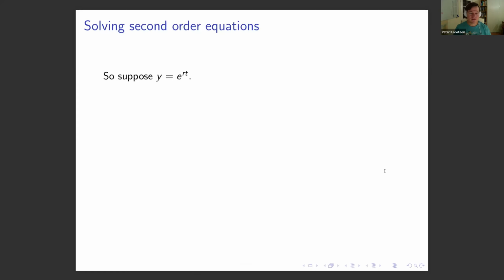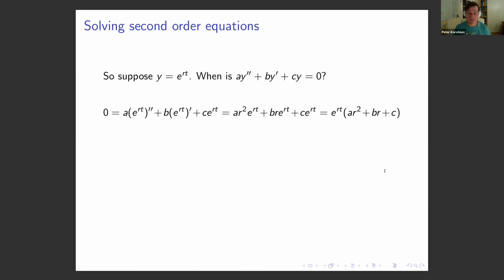So suppose y is equal to e to the r t, where r is a constant. When is ay double prime plus by prime plus cy equal to 0? Well, let's just plug in. We know how to differentiate the exponential, so we get this exponential multiplied by a quadratic polynomial in r. Since the exponential is never equal to 0, this function is a solution if and only if this quadratic polynomial a r squared plus b r plus c is equal to 0.